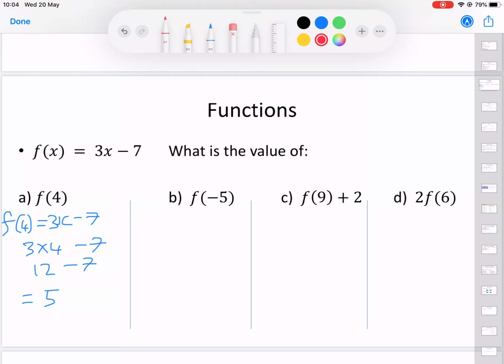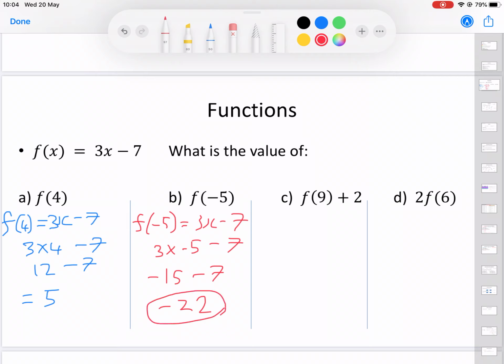Okay, so you've had a go at that, so let's have a look at our answer. f of minus 5 equals 3x minus 7. So we're going to do 3 times, well, x is minus 5 because that's what's in the brackets, and then minus 7. So 3 times minus 5, well, a positive times a negative is always a negative. So we've got minus 15. Take away another 7, that would give me an answer of minus 22. Wouldn't it? Yeah. Okay, so they're my first 2 answers.